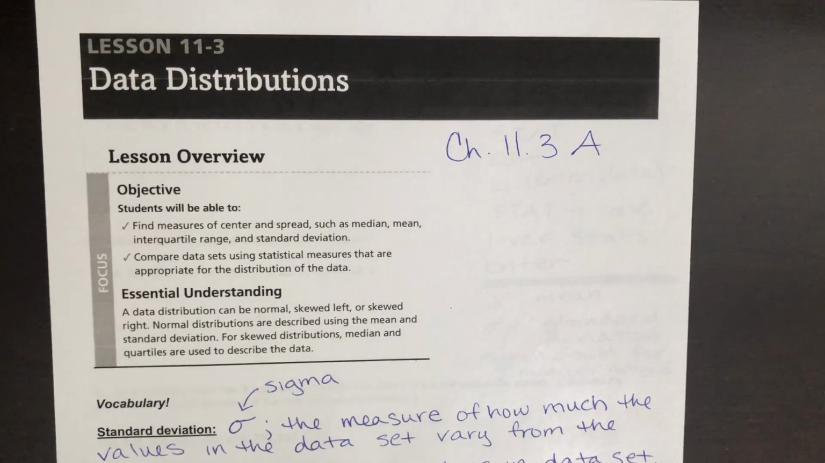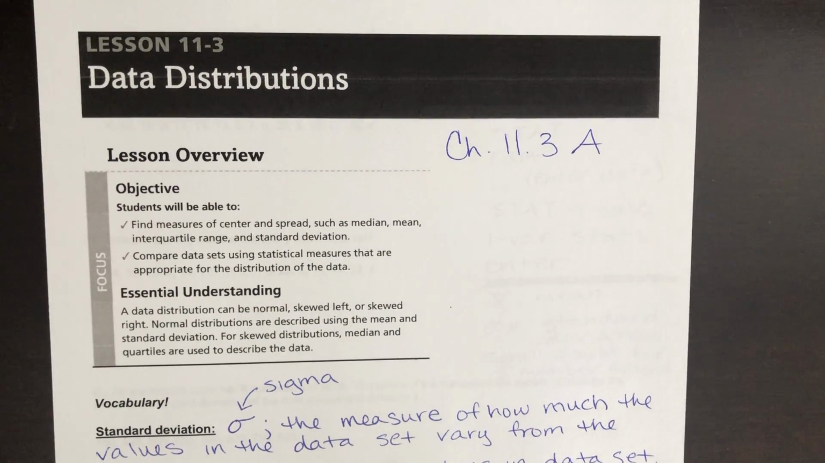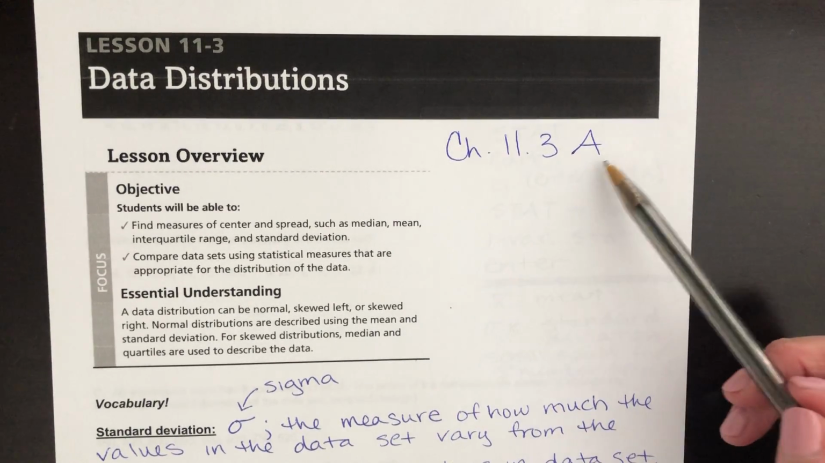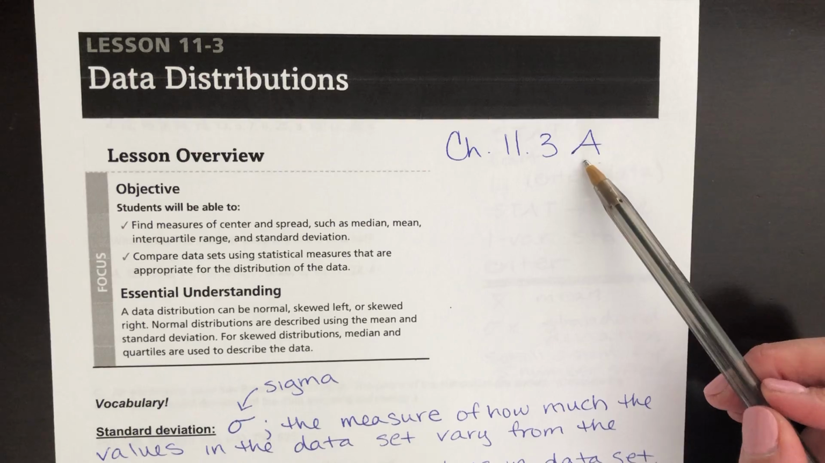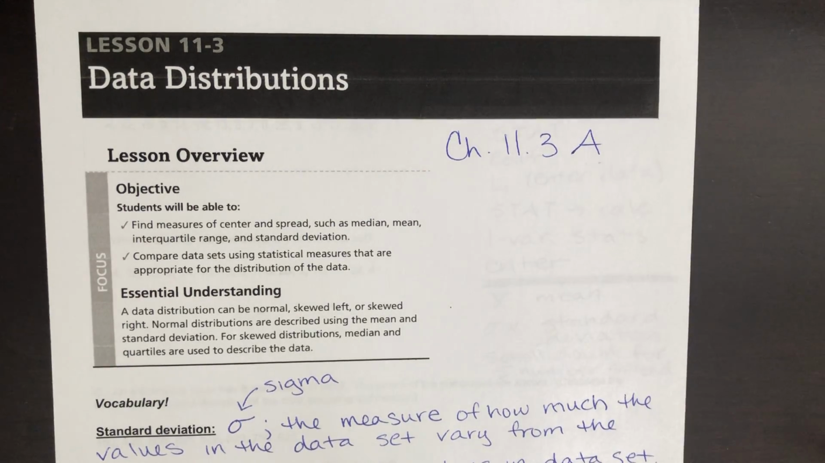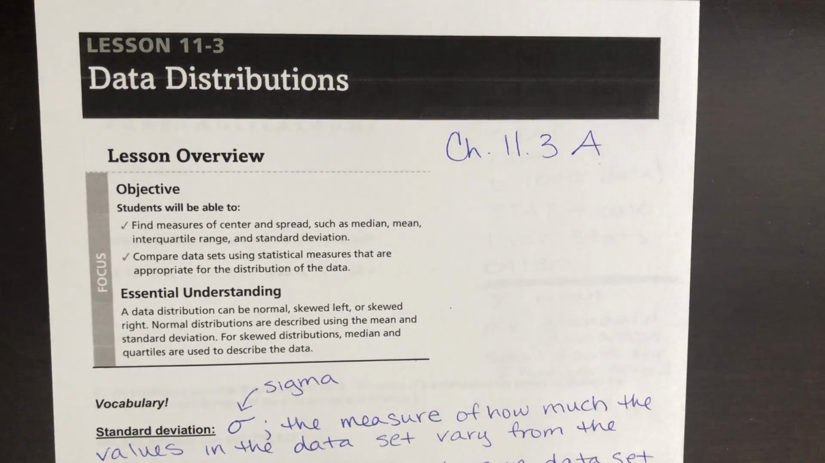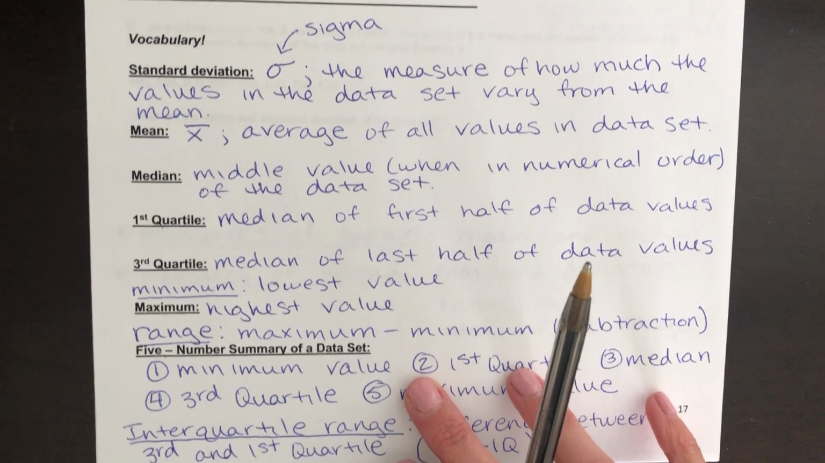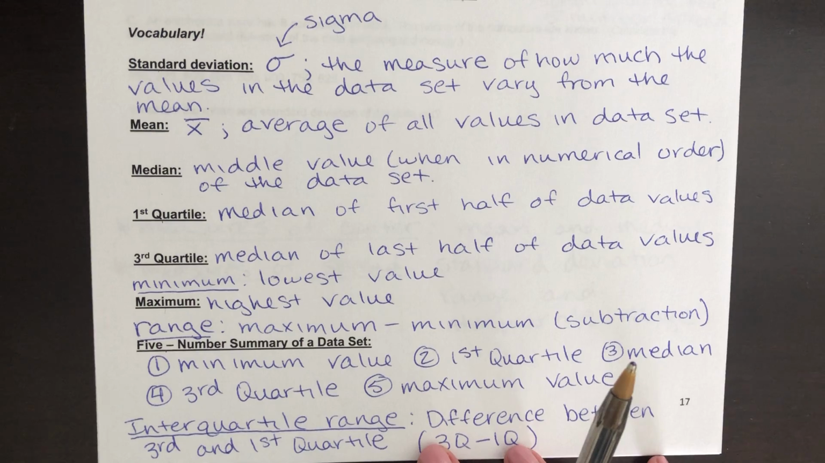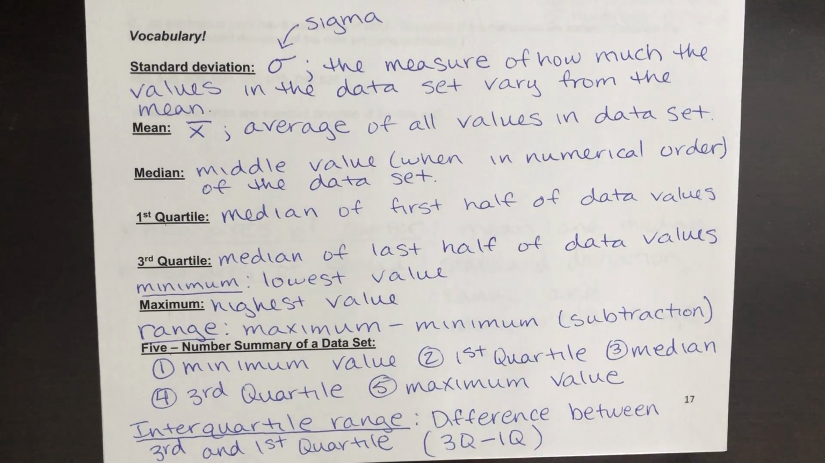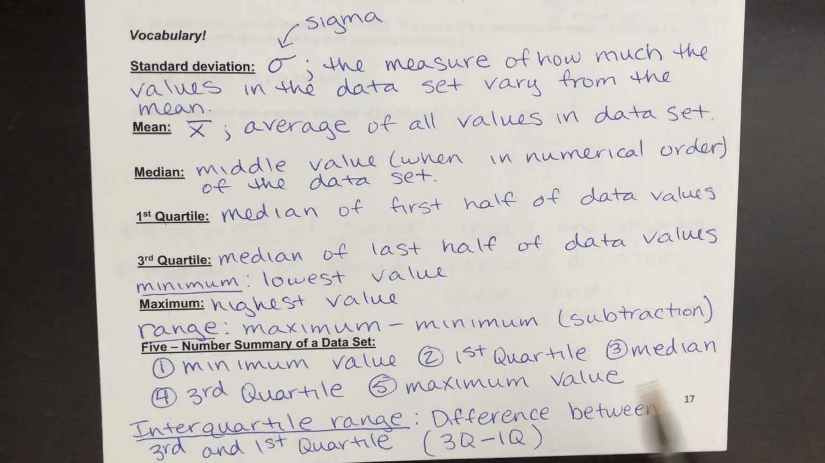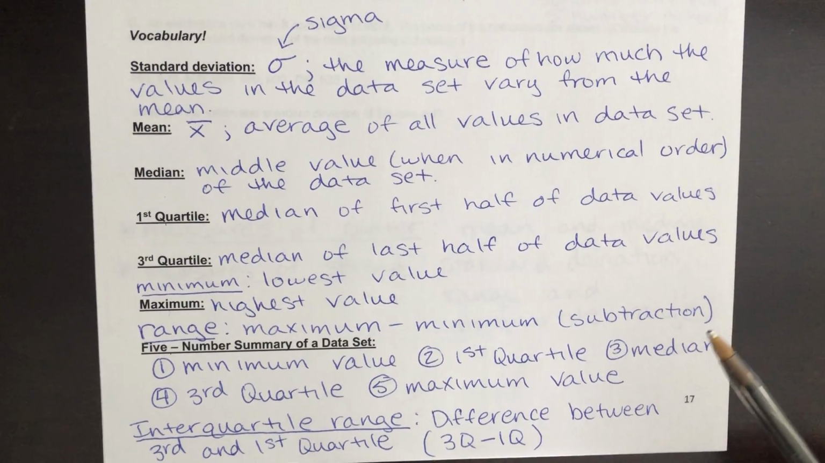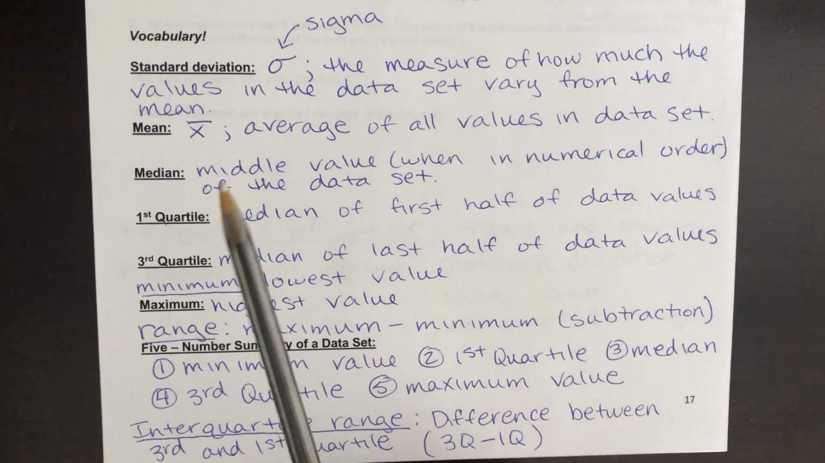All right, Algebra 2 students, back with lesson 11.3, and this is the first part of 11.3, so I'm calling it 11.3a. There are two parts to this section. Let's start out with some vocab. We've got a lot of vocab here. So pause the video as needed when you need some extra time to write these down.